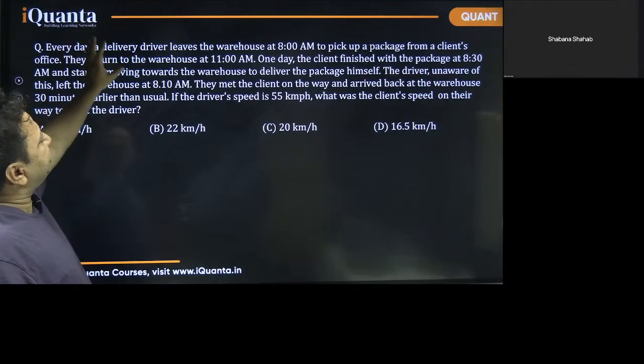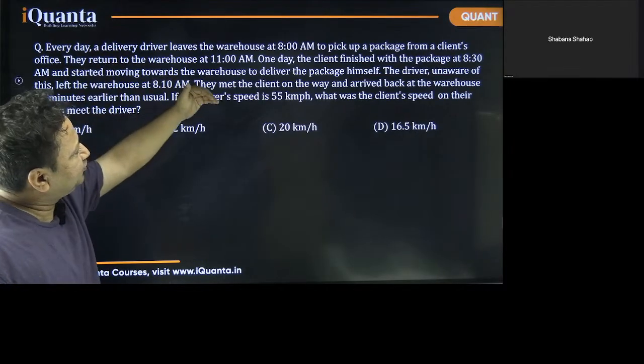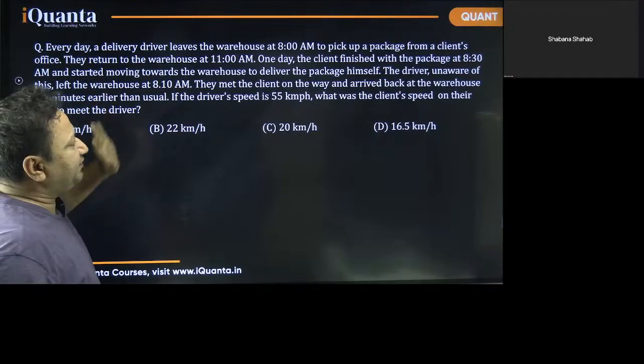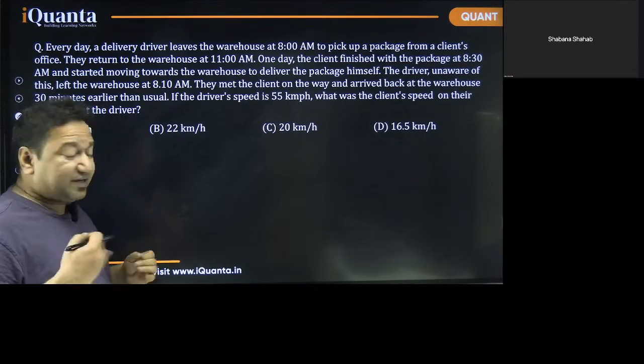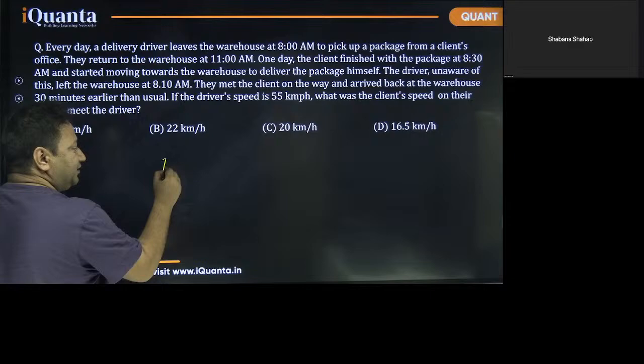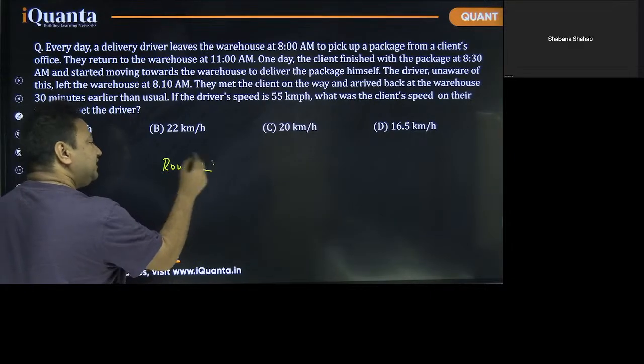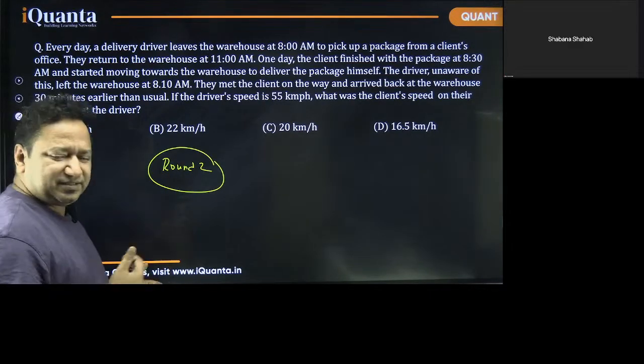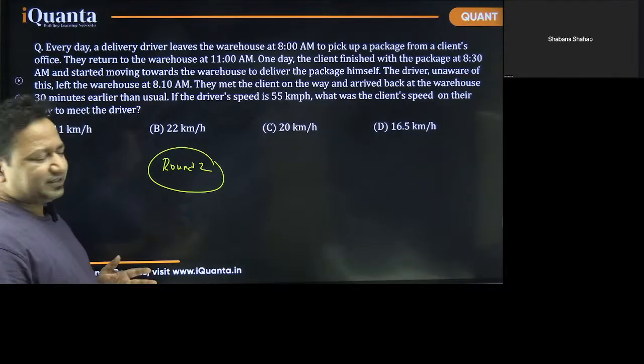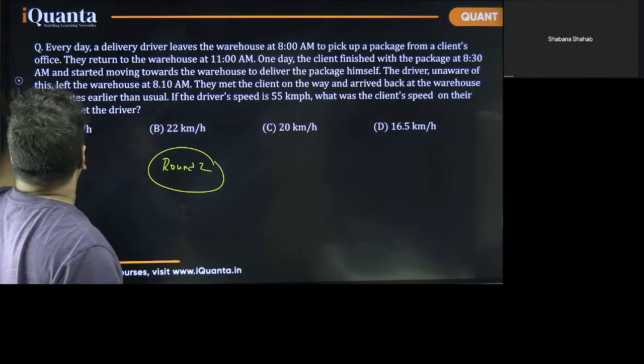Every day, a delivery driver leaves the warehouse at 8 AM to pick up baggage, and comes back. This question is such that, whether it is easy or difficult, we don't care. This should not be done in round 1. It should be done in round 2 because it's a long question, and it's arithmetic, speed, time, distance. It can confuse you, it can waste your time. So it should be for round 2.